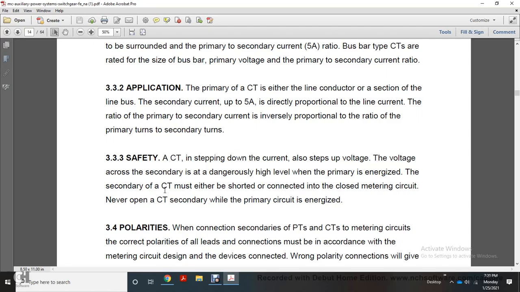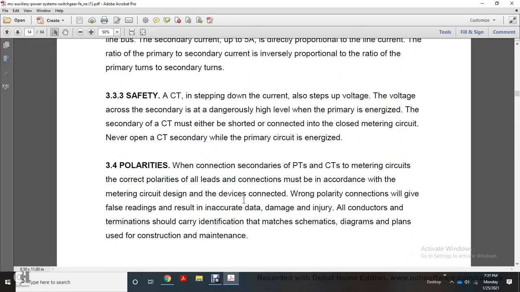Alright, safety. The current transformer steps down current and also steps up the voltage. The voltage across the secondary is dangerous when the primary is energized. The secondary of a current transformer must either be shorted or connected in a closed metering circuit. Never open a current transformer secondary while the primary circuit is energized.